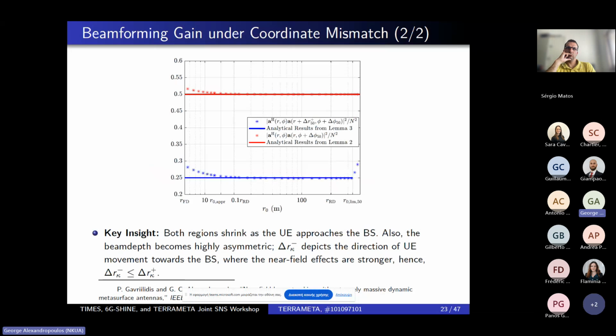The key insight from this figure is that both regions, the radial and the angular, shrink as the UE approaches the base station. And also, the beam width and beam depth become highly asymmetric. This ΔR_k minus depicts the direction of the UE movement towards the base station, where the near field effects are stronger. Hence, this minus version of ΔR_k is upper bounded by the plus version of this specific definition.